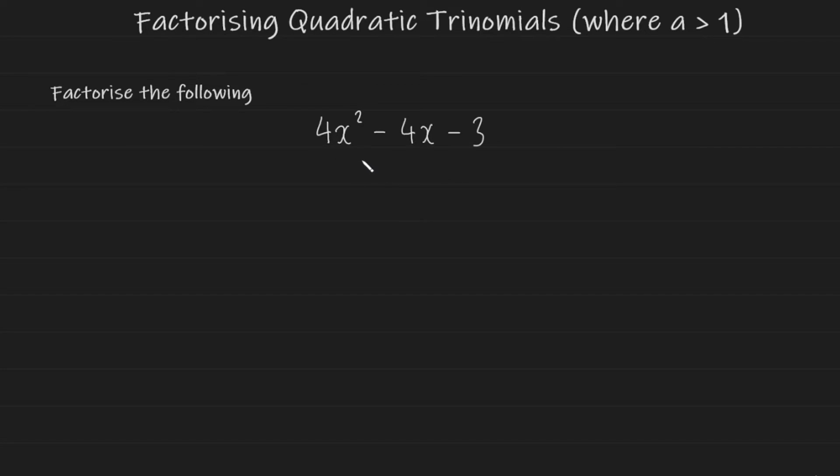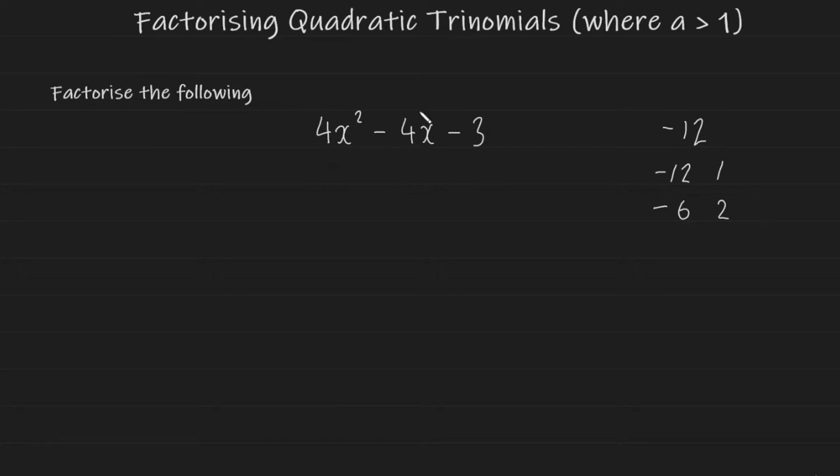So let's factorize this. Step 1, multiply this 4 with the negative 3, which gives us negative 12. Step 2, find two numbers that multiply to give you negative 12 and add to give you negative 4. Minus 12 and 1 do not work. Minus 6 and positive 2 do work. Minus 6 plus 2 gives you negative 4, and it also multiplies to give you negative 12.